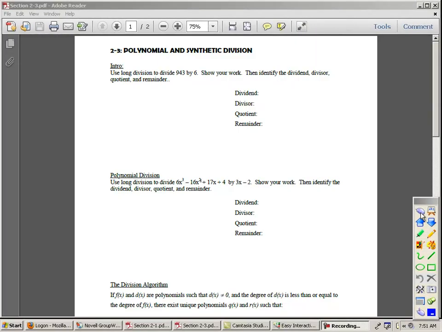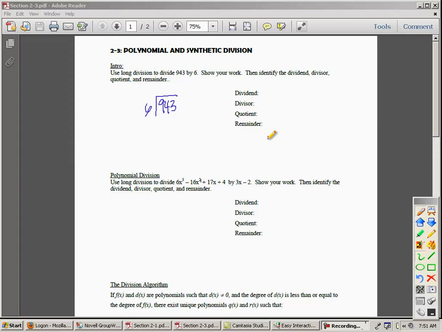Welcome to section 2.3. We are working today with long division and synthetic division. To start, I'm going to go back through the basic idea of long division with numbers so that we can end up getting to polynomials. So we're going to start by dividing 943 by 6. And let's go back to the ideas that we did in 4th grade.